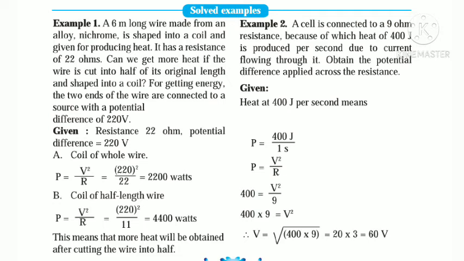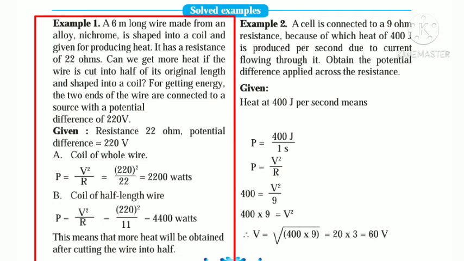A 6 meter long wire made from an alloy nichrome is shaped into a coil and given for producing heat. It has a resistance of 22 ohms. Can we get more heat if the wire is cut into half of its original length and shaped into a coil? For getting energy, the two ends of the wire are connected to a source with a potential difference of 220 volt.